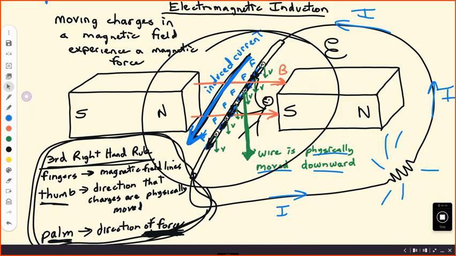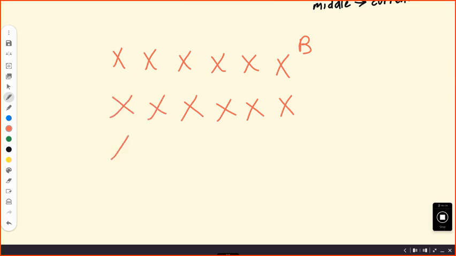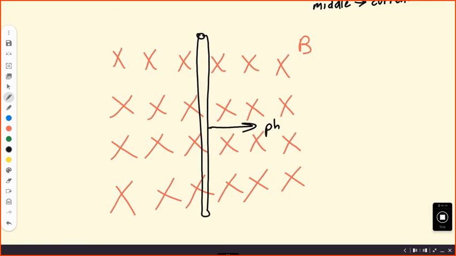So here's another practice problem. If you have a magnetic field that's into the page, so I'm not showing you the bar magnets, I'm just showing you the magnetic field lines. And then you have a wire that's going up and down like this, and then this wire is physically moved to the right.